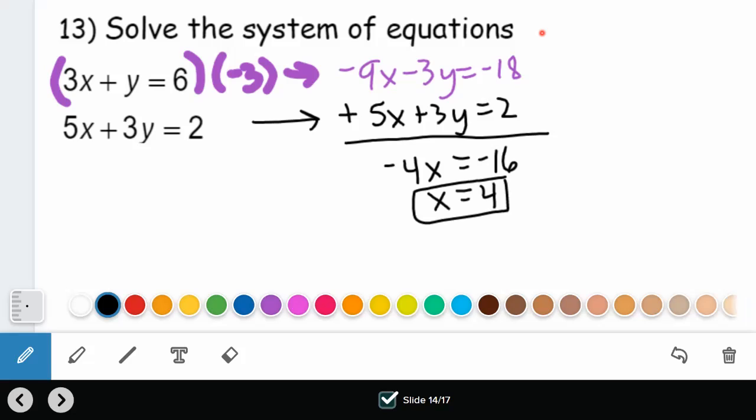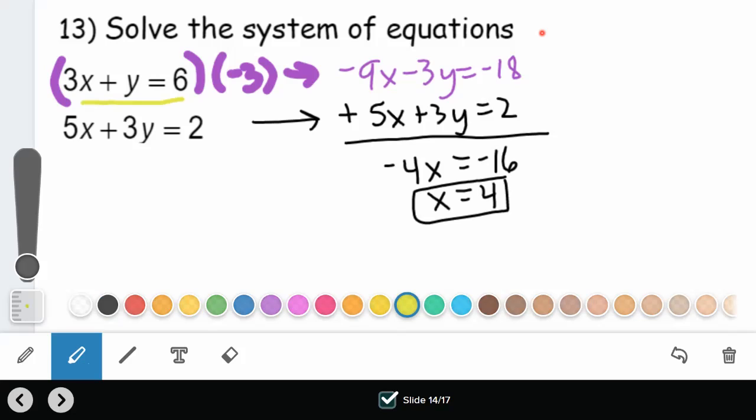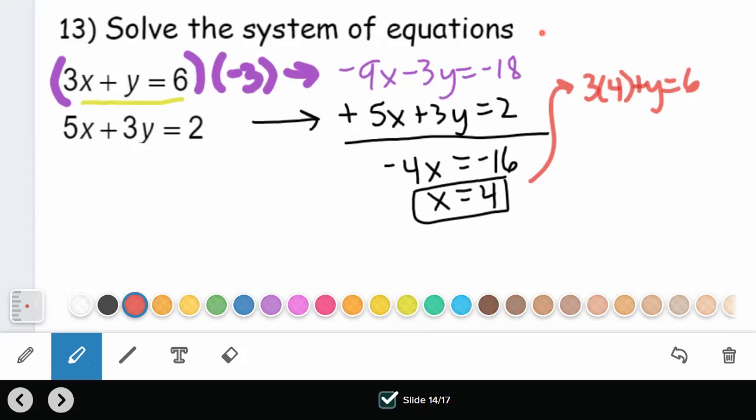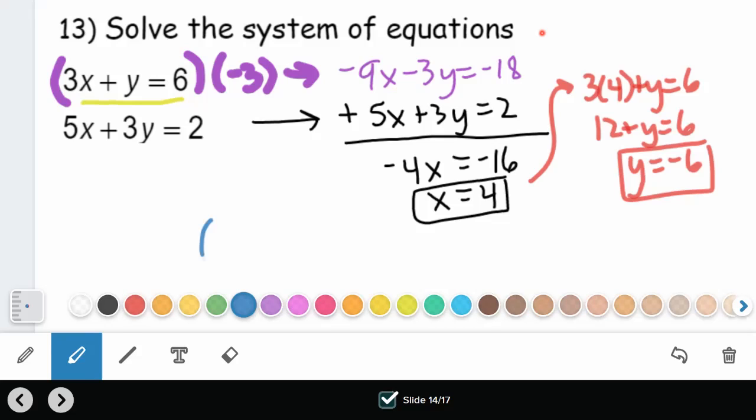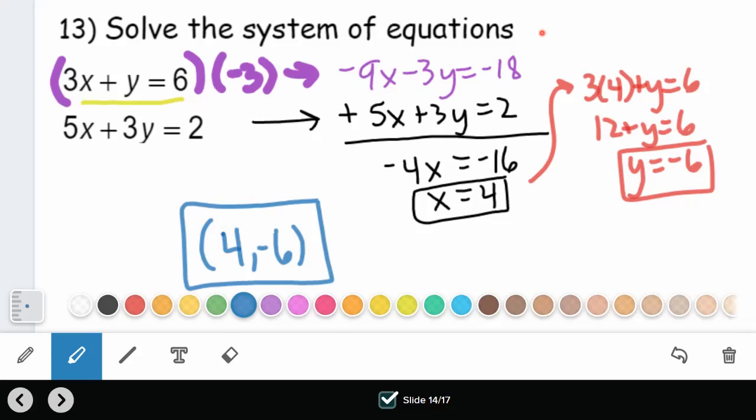So that's my x. Now I'm going to find the y. I would actually go back to the top equation and plug into that one. So I'm going to be going into 3 times x, which is 4, plus y equals 6. 12 plus y equals 6. I'm going to subtract 12 from both sides and I get -6. So then your answer is written as a point and it's going to be 4 because that's our x, comma -6. And that would be the solution.